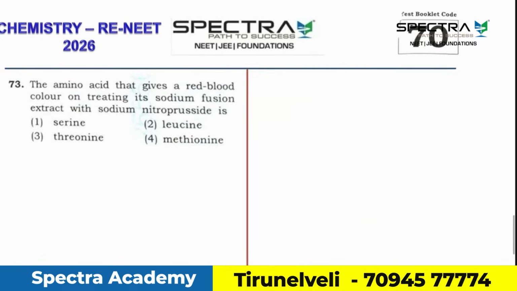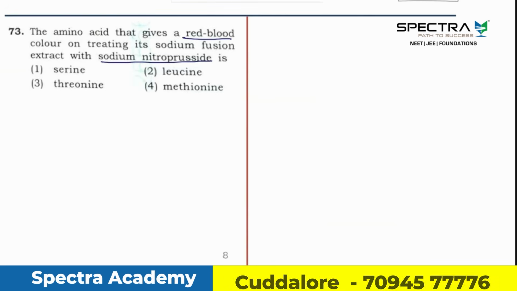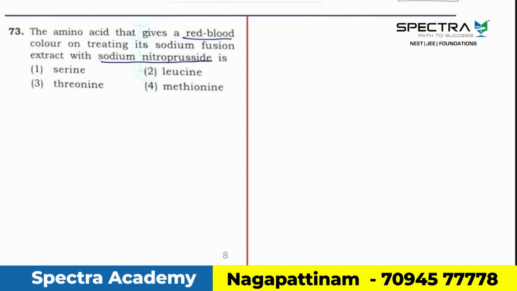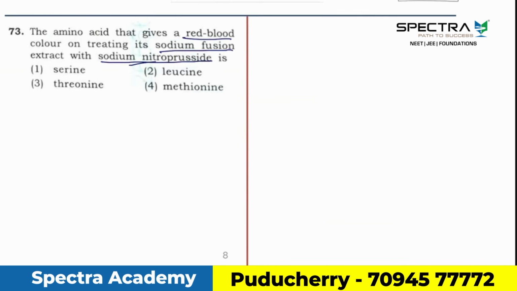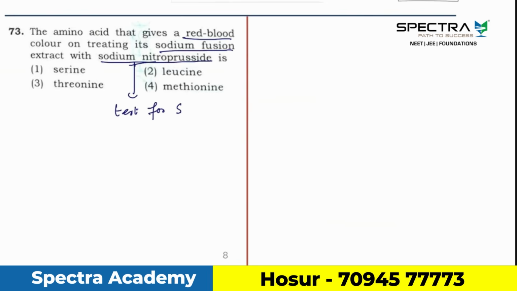Next is question number 73. The amino acid that gives a red blood color on treating its sodium fusion extract with sodium nitroprusside. So we know that when a sodium fusion extract is treated with sodium nitroprusside, if it gives a red or violet colored precipitate, it shows the test for sulfide.